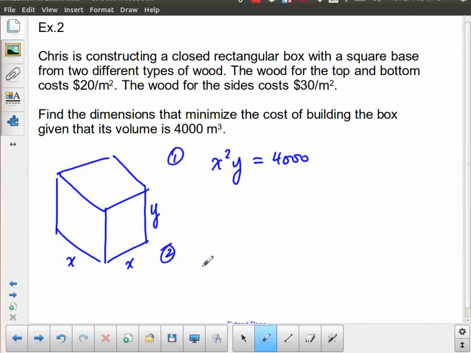The second piece of information that I'm going to get from here has to do with the cost to build this box. Now, we're told that the wood for the top and bottom costs $20 per square meter. So the cost to build this box is going to be the cost for the top and bottom plus the cost of the 4 sides. But what is the cost of the top and bottom? That's equal to $20 per square meter multiplied by the area of the top and bottom. And the cost of the 4 sides is going to be $30 multiplied by the area of 4 sides.